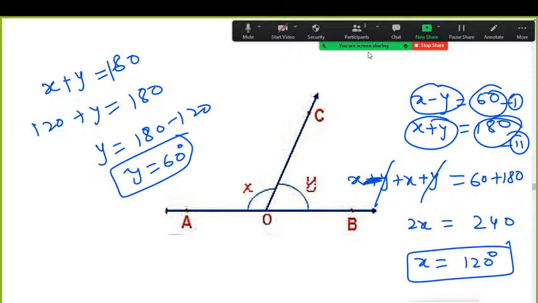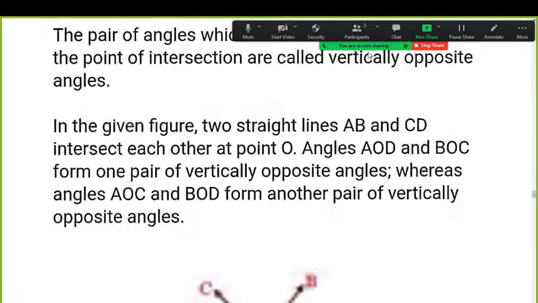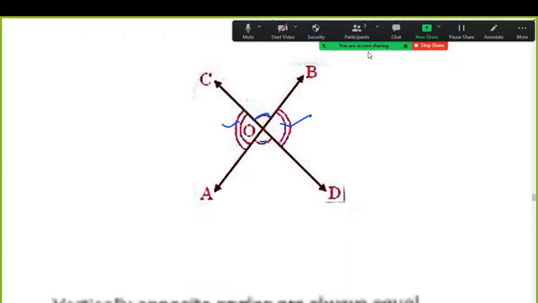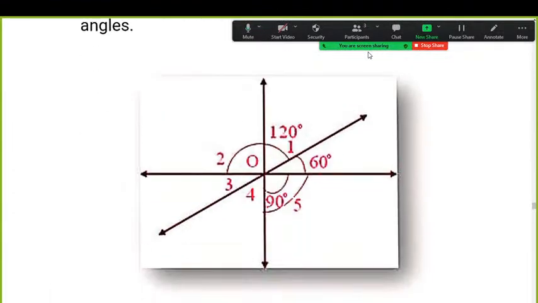Okay, next question for you. Vertically opposite angles are equal. You know that these are vertically opposite angles, they are equal. These are vertically opposite angles, they are also equal. Then this is a question that is based on vertically opposite angles. Can you solve this?